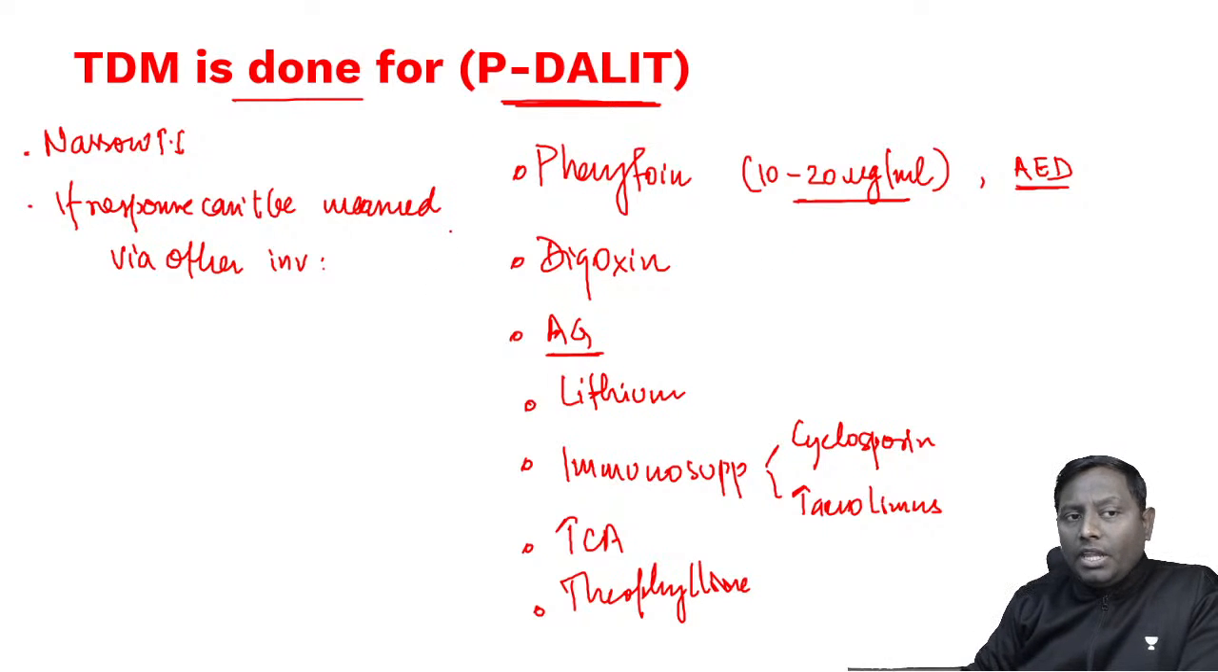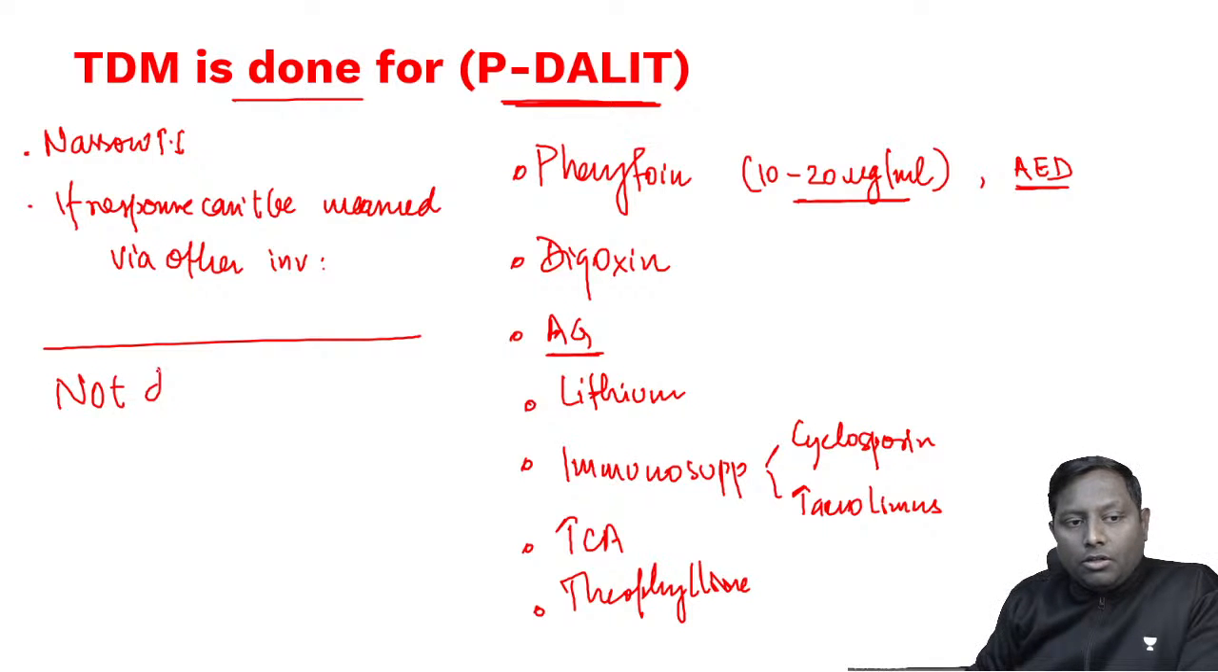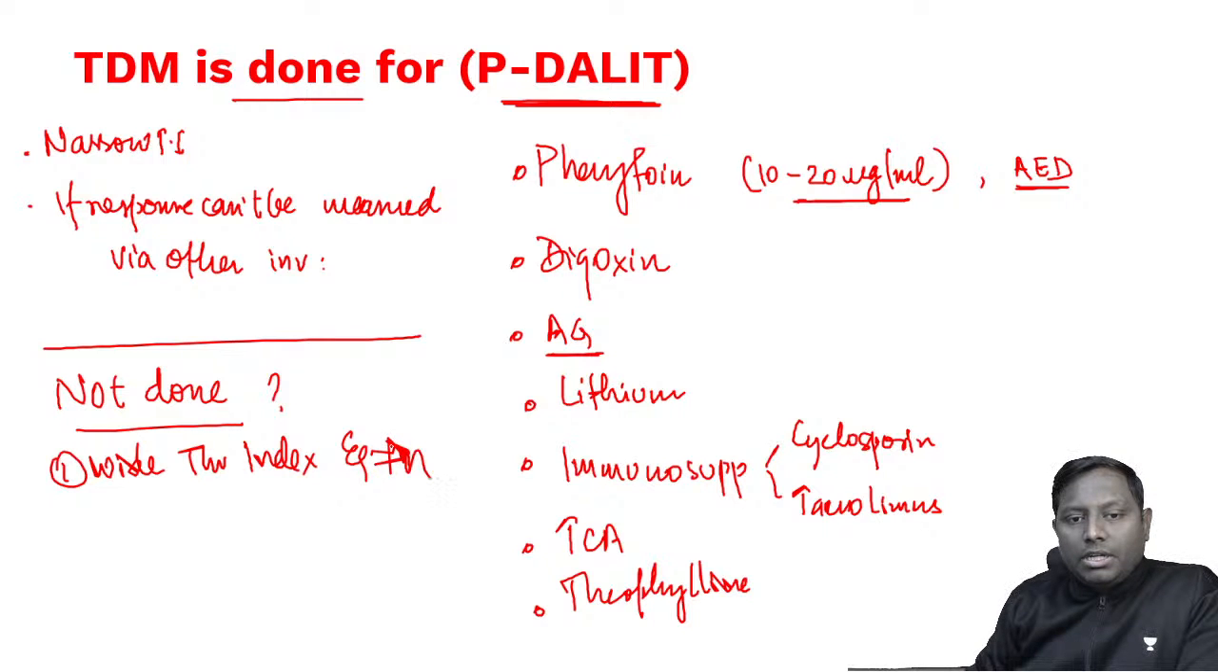Okay, TDM is not done. That is another very important question. TDM is not done in which scenario? If there is a wide therapeutic index, okay. Wide therapeutic index. Example I can give you, let's say penicillin. Penicillin does not require therapeutic drug monitoring. They are relatively safer kind of drugs. Okay. If effect can be measured via other investigation, if effect can be measured via any other investigation, then we don't need to do TDM.